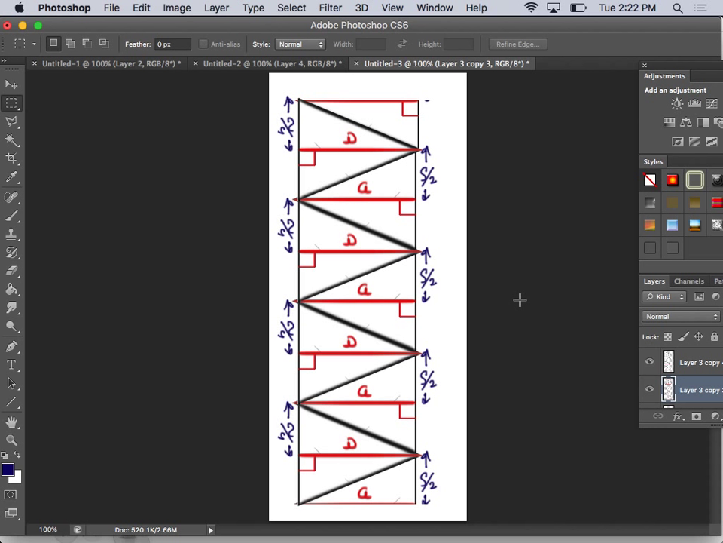How many of these triangles are there? I don't even know. Let's count together. 1, 2, 3, 4, 5, 6, 7, 8, 9, 10, 11, 12, 13, 14, 15, 16. 16. What did I make?